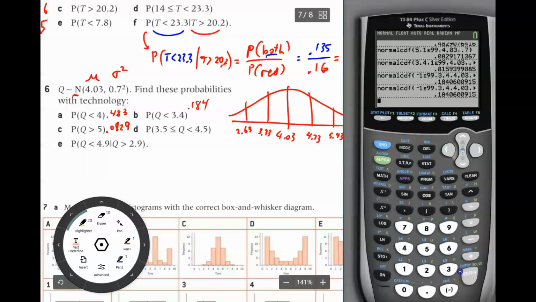By the way, if you were going to draw this, it would be about like that. Okay, slightly more than 16%, right?